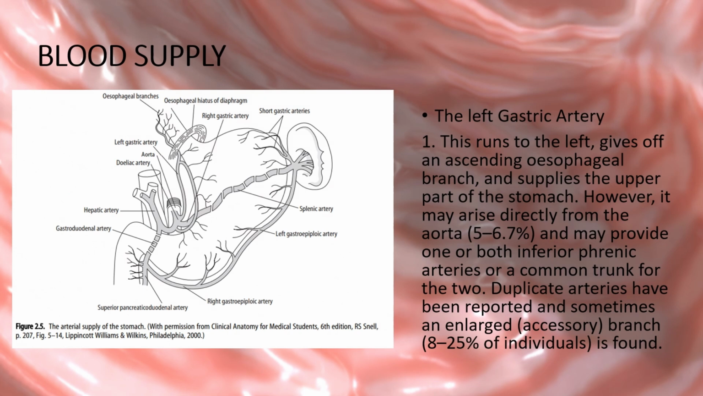In this part, we will talk about the blood supply. The first and most important part is the left gastric artery. This left gastric artery is one of the main branches, with the hepatic artery and the splenic artery. This artery runs to the left, gives off an ascending esophageal branch, and supplies the upper part of the stomach. However, it may arise directly from the aorta, in 5 or 6.7 percent, and it may also provide one or both of the inferior phrenic arteries or a common trunk for the two.